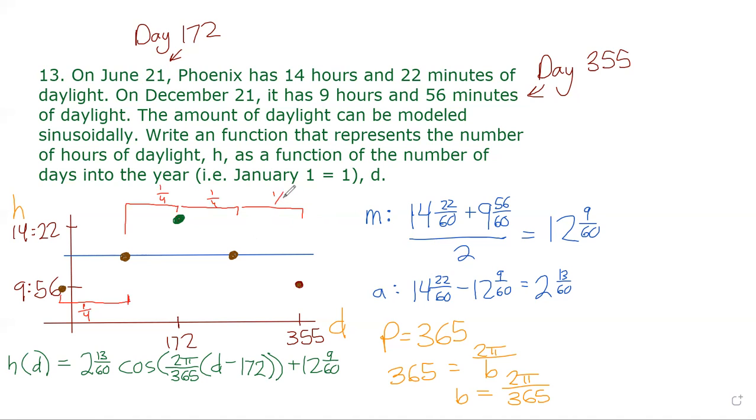So what that means is that if we want to find where this point is, we could start here. So that's day 172. Backtrack by a quarter of the period. And that would tell us the location of this point, and that's the one we're interested in, where the graph is at the midline going up. So a quarter of that is 91.25.